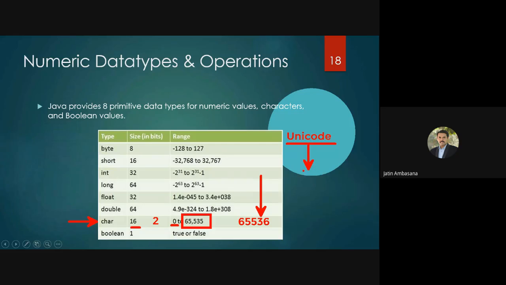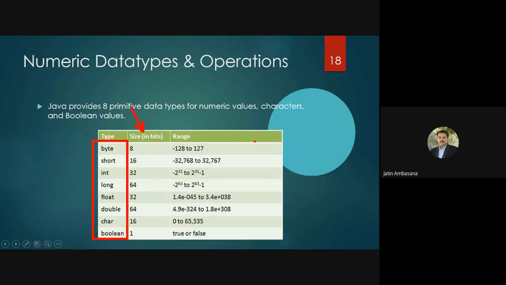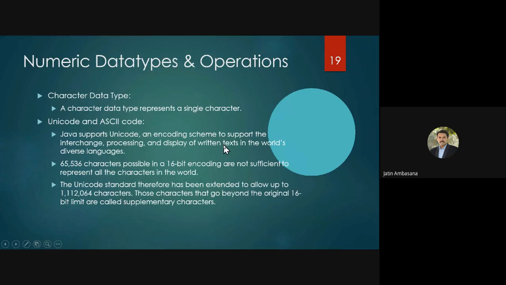All those characters that are used in those languages can be used by Java, since Java supports Unicode characters which are 16-bit. That's the best part of Java. So that was numeric data types and operations. We had seen these types earlier, but we had not seen their sizes. So specifically, that's why I have shown you the sizes today. Please do remember this.